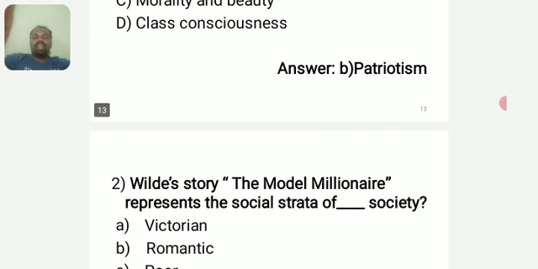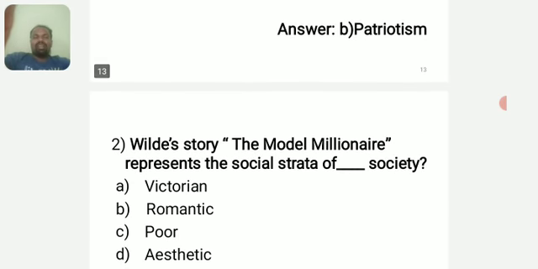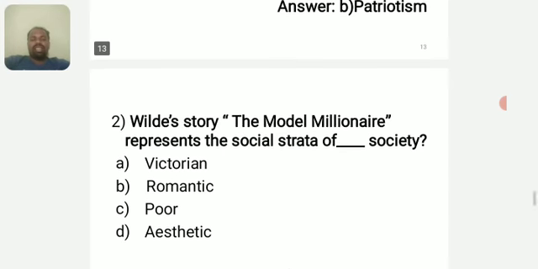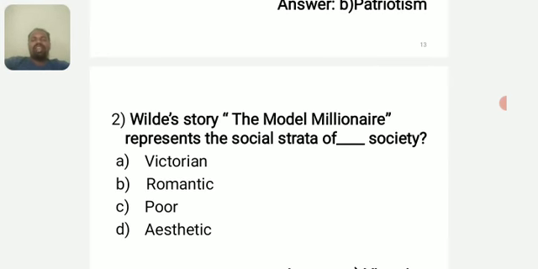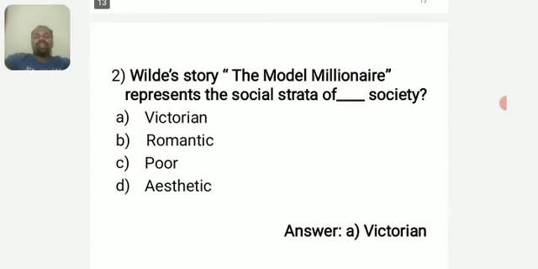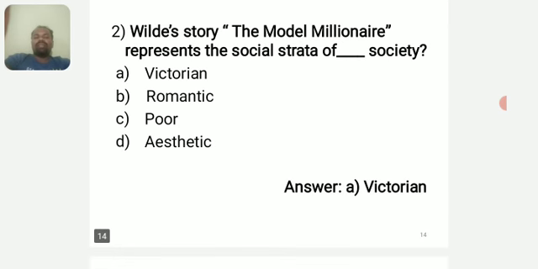And here is your second question, and here you find a fill in the blanks. In the story The Model Millionaire represents the social strata of dash society. Which society does it represent? Option A, Victorian, option B, romantic, option C, poor, and option D, aesthetic. Of course it is Victorian society. The story is based on Victorian society and the Victorian era.